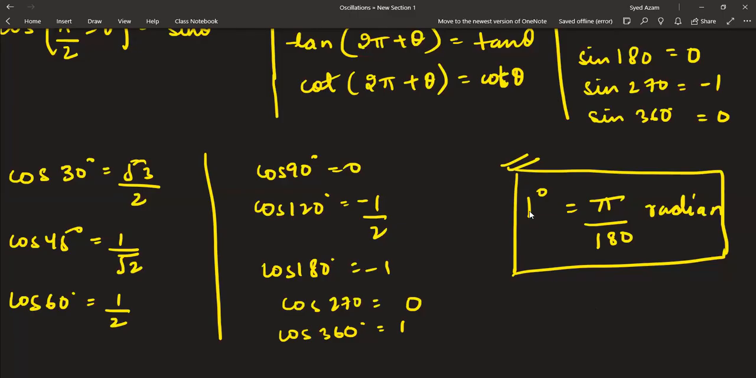And this conversion of how to convert degrees into radian, because radian is the SI unit for angle. Right, SI unit of angle is not degrees, it is radian. So you need to know how to convert degrees into radian. So 1 degree will be pi by 180 radian.